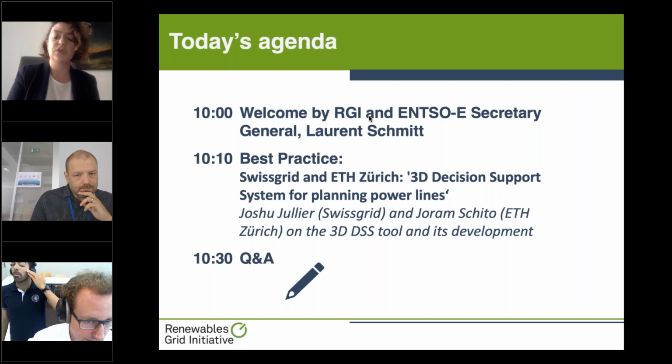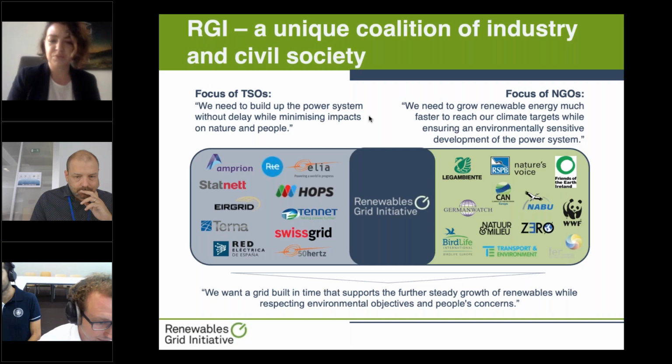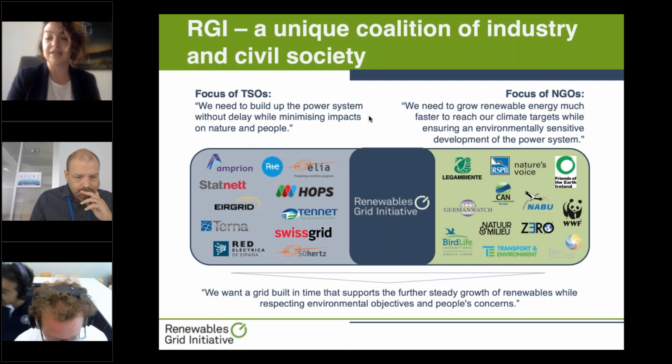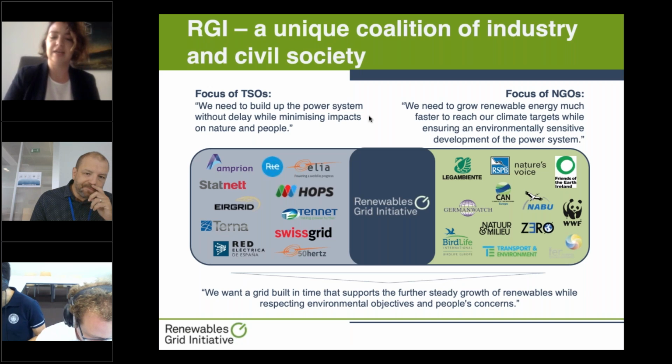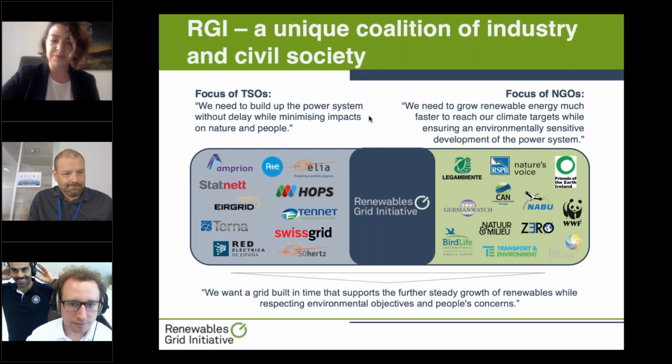Now, to the Renewables Grid Initiative. Most of you will know us, but just briefly for those who don't, we are an association of 23 now, TSOs and NGOs, and we want to further the energy transition and have more renewables in the system by building grids in a transparent and environmentally sensitive way. These are our members, and as you can see, they are from all over Europe.